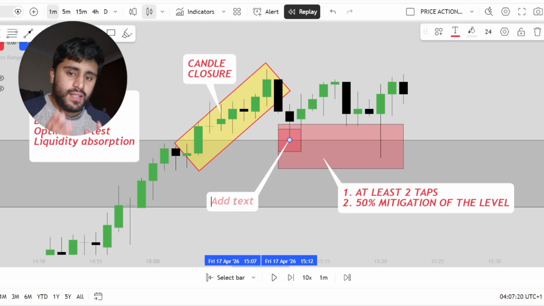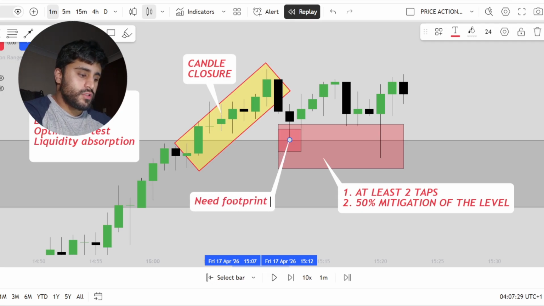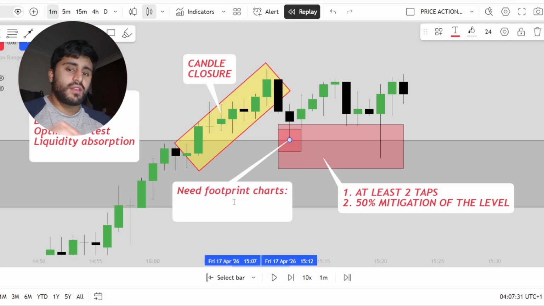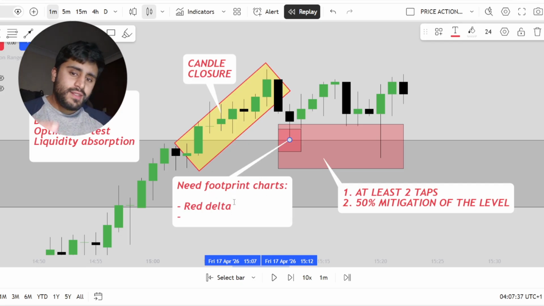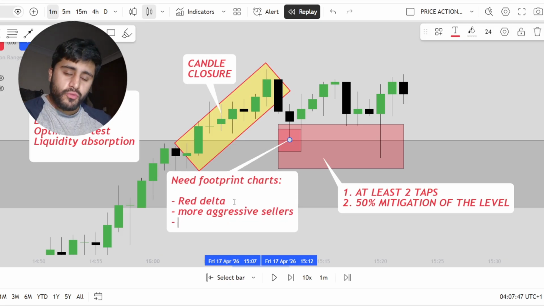So what do you see from the footprint chart? So this is where you need footprint charts, right? And if you don't have footprint charts here, it's a problem. So what you're looking for specifically on the footprint charts is you're looking for red delta. And red delta from the footprint charts basically refers to more aggressive sellers. And when you see more aggressive sellers, you want to look for follow-through, or more specifically, a lack of follow-through.